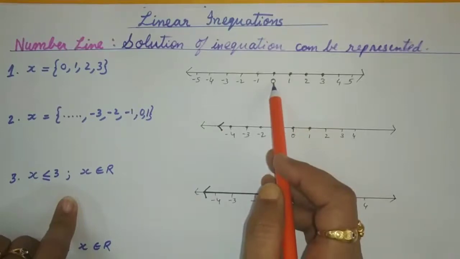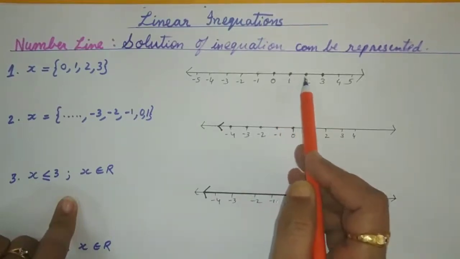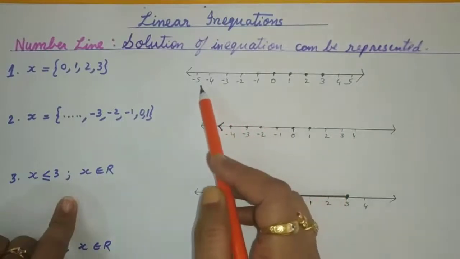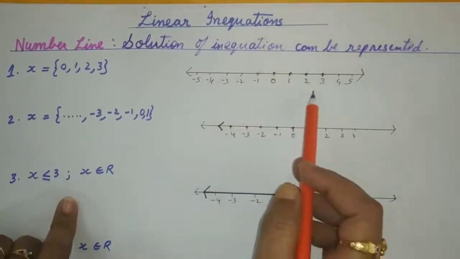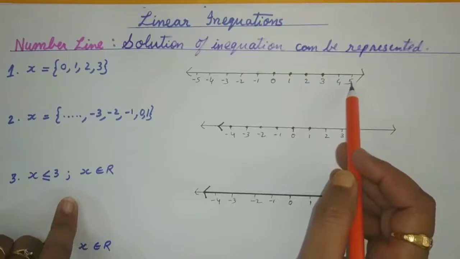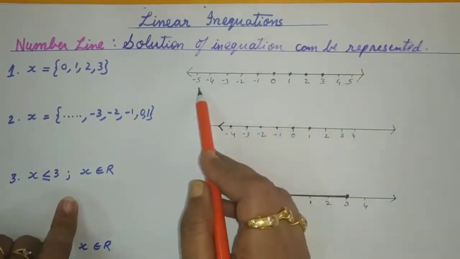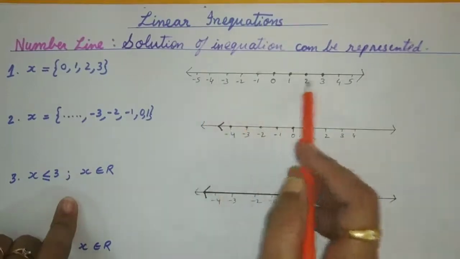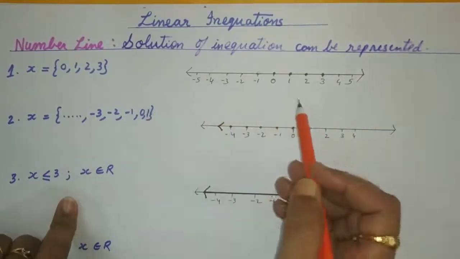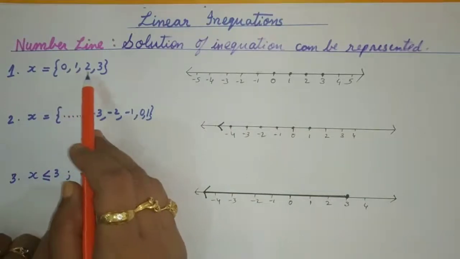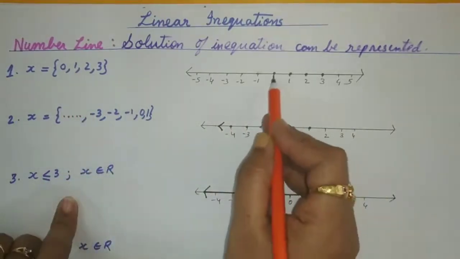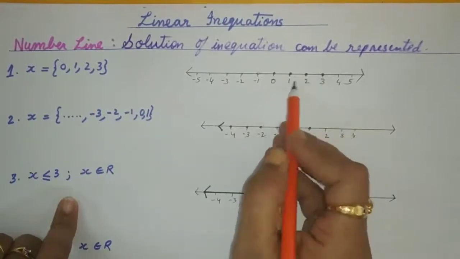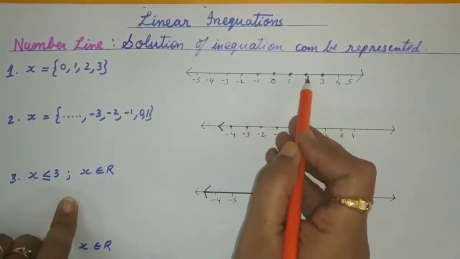0 at the center, equidistant 1, 2, 3, 4, 5. On the other side, minus 1, minus 2, minus 3, minus 4, minus 5. Generally, we take care that if we have done up to 5 this side, we should put up to minus 5 the other side also, with the arrows showing that the number line can be extended on both sides. Now here the solution set is 0, 1, 2, 3. So 0, 1, 2, 3 are darkened dots.